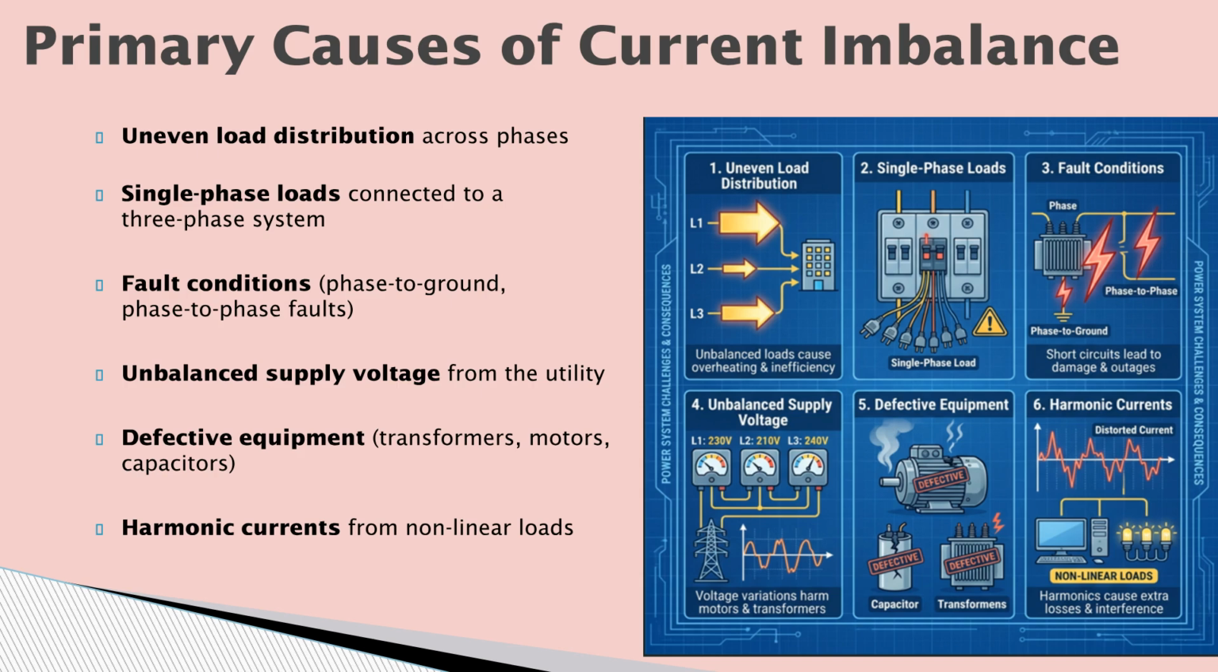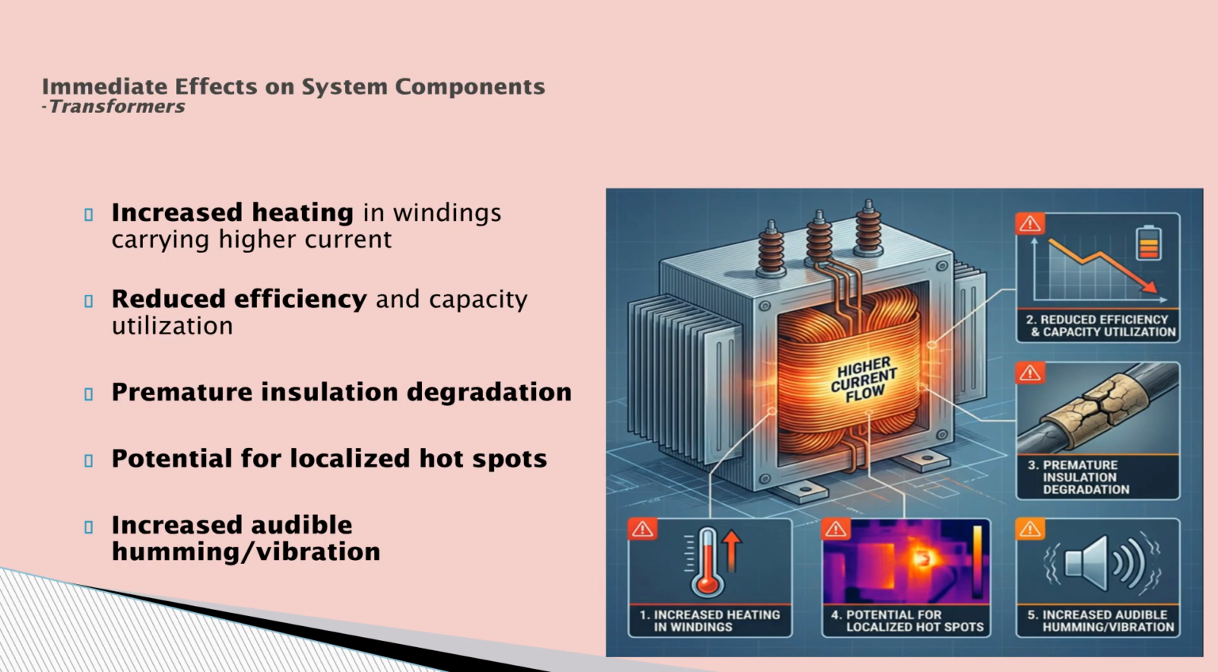Other causes are unbalanced supply voltage, defective equipment, and harmonic currents from nonlinear loads. Unbalanced currents immediately impact transformers. Effects include increased heating, reduced efficiency, premature insulation degradation, and localized hotspots. You may also notice increased audible humming or vibration.